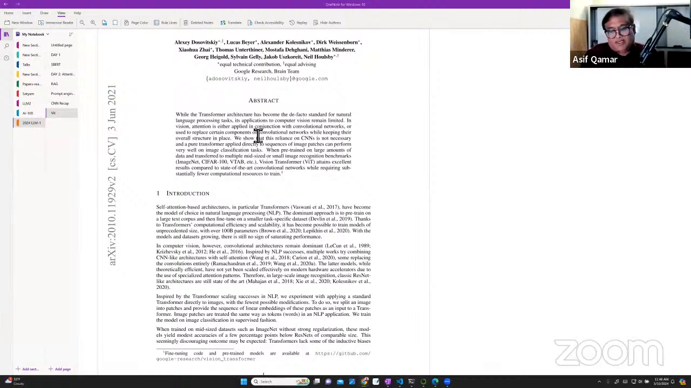While the transformer architecture has become the de facto standard for natural language processing tasks, its application to computer vision remains limited. In vision, attention is either applied in conjunction with convolutional networks or used to replace certain components of convolutional networks while keeping their overall structure in place. I'll pause here with a little reflection.